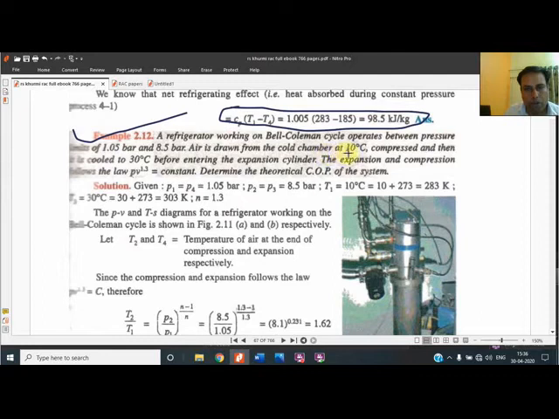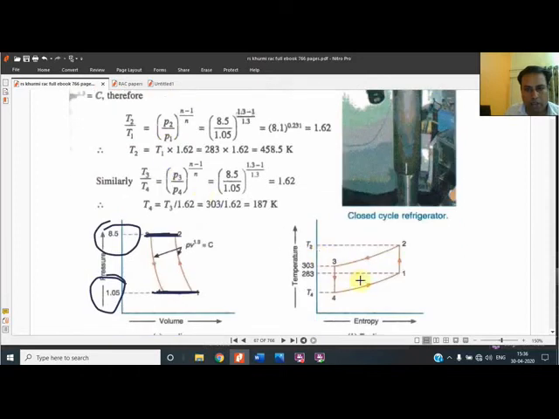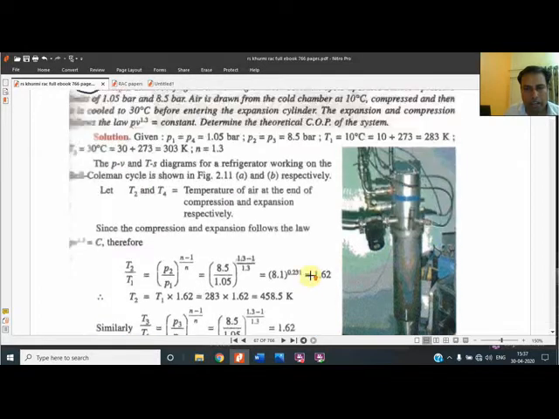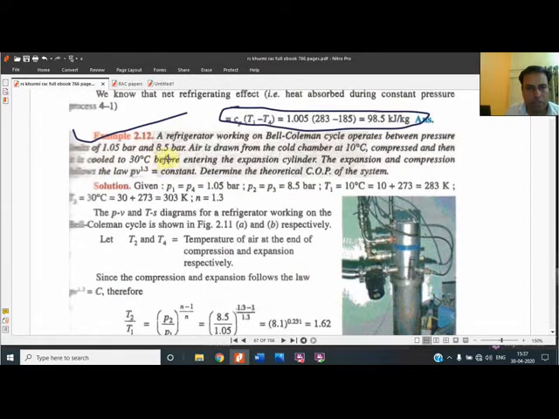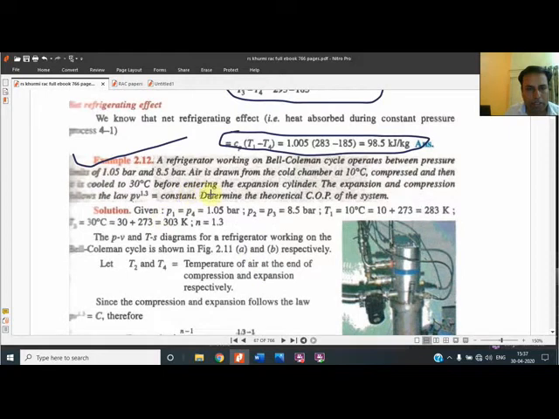Air is drawn from a cold chamber at 10 degrees centigrade, compressed, and then cooled to 30 degrees centigrade. There are 4 values of temperature. The first value they have given. And after compression, it is cooled to 30 degrees centigrade, which means the last temperature is 30. We have to change it to Kelvin, because without Kelvin we can't solve the question.